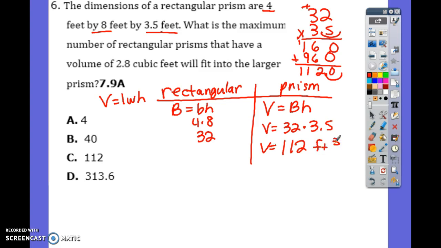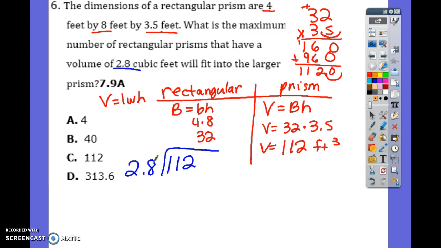Now the question wants to know what's the maximum number of rectangular prisms that have a volume of 2 8/10 cubic feet that will fit into the larger prism. So the way we're going to have to do that is take the volume and divide by the volume of the rectangular prisms that we're trying to put in and see how many of them are going to fit. So let's take the volume of 112 and divide it by 2 8/10.